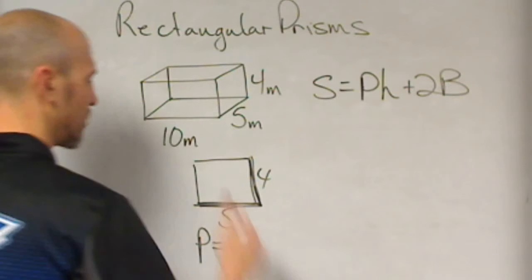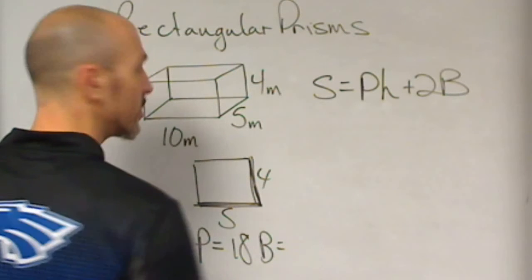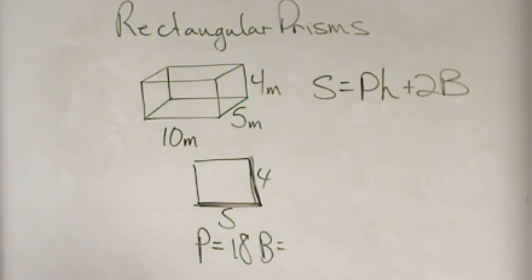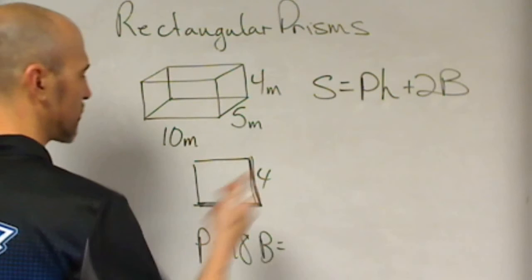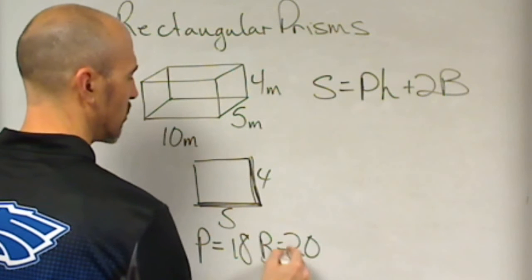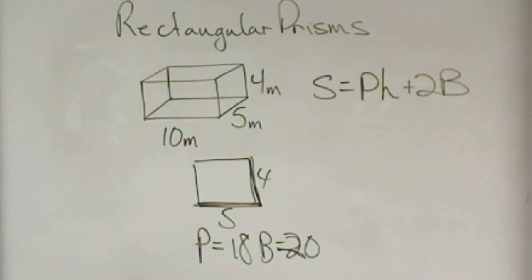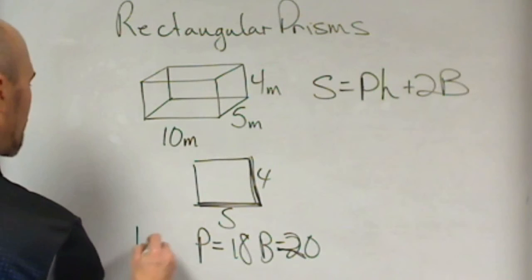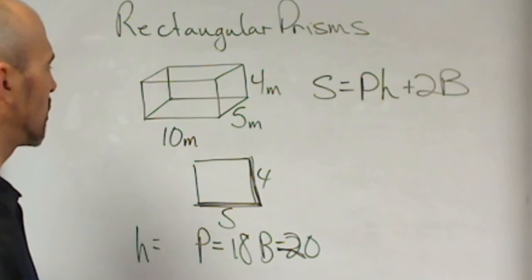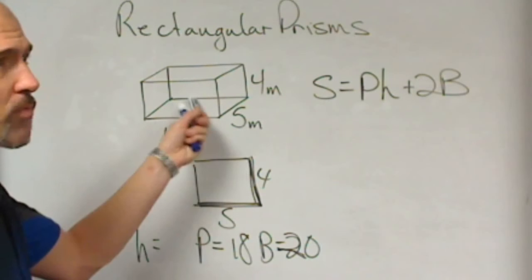Let me write that on the side right here. Big B is area of the base. So that's going to be length times width, 5 times 4 is 20. And then my height will be whatever number is missing from this picture that was in the original.